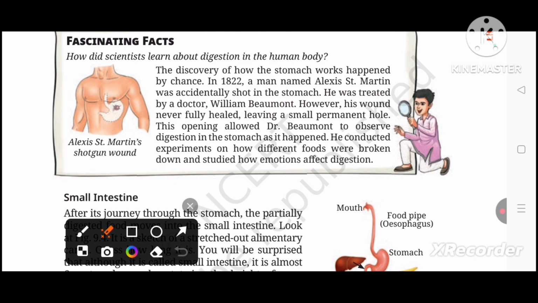He was treated by a doctor, William Beaumont. However, the wound never fully healed, leaving a small permanent hole. This opening allowed Dr. Beaumont to observe digestion in the stomach as it happened. He conducted experiments on how different foods were broken down and studied how emotions affect digestion. You know that emotions also affect digestion.